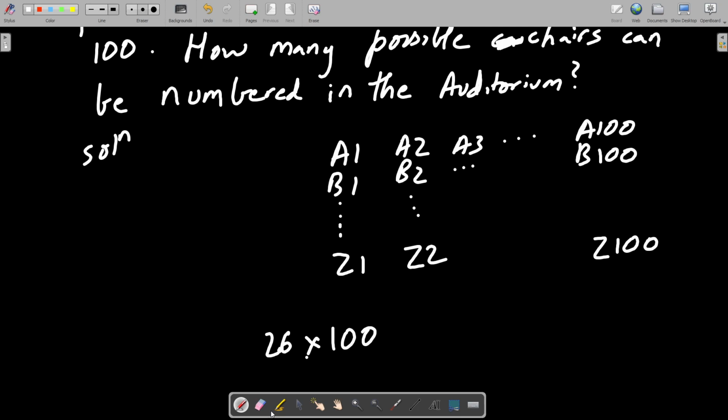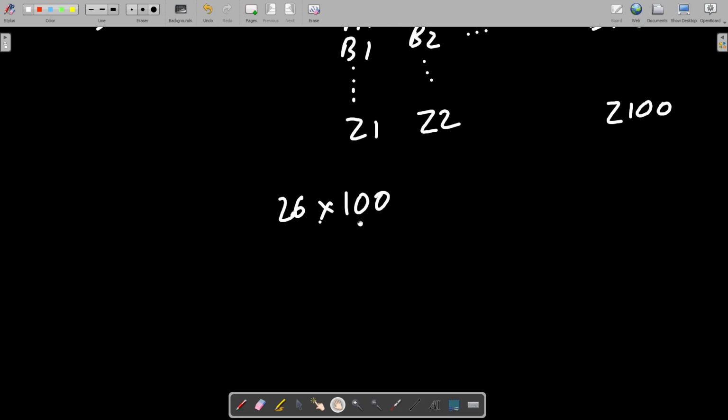Now in reality an auditorium does not have chairs like this, because in some rows they have to put fewer because of the width of the auditorium and so on. This is just one understanding example. Next, let us go ahead.